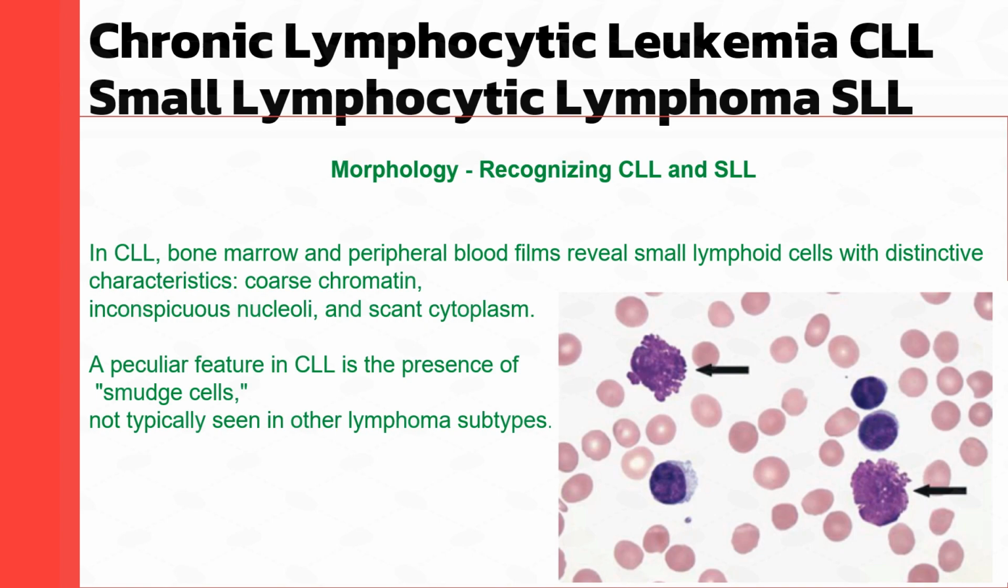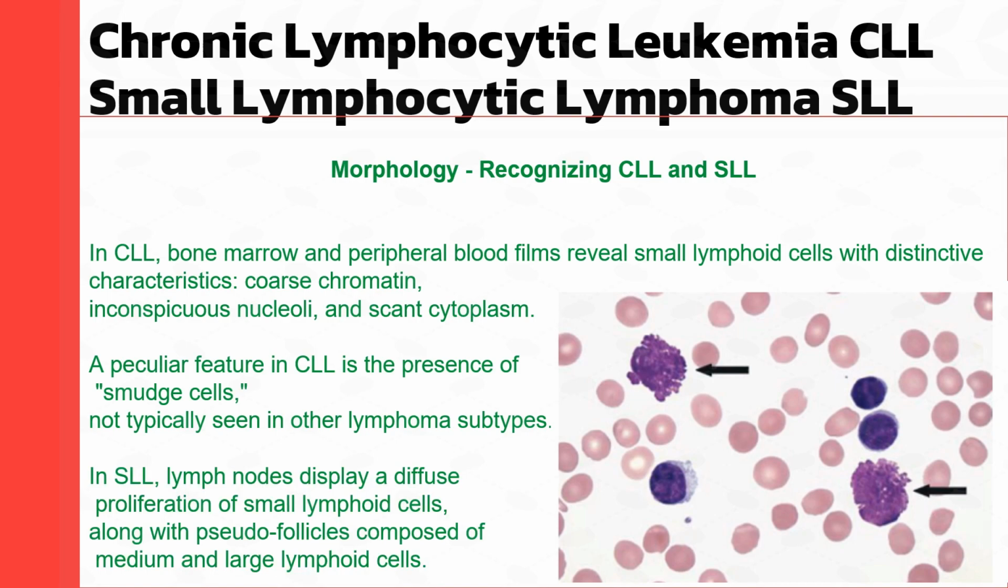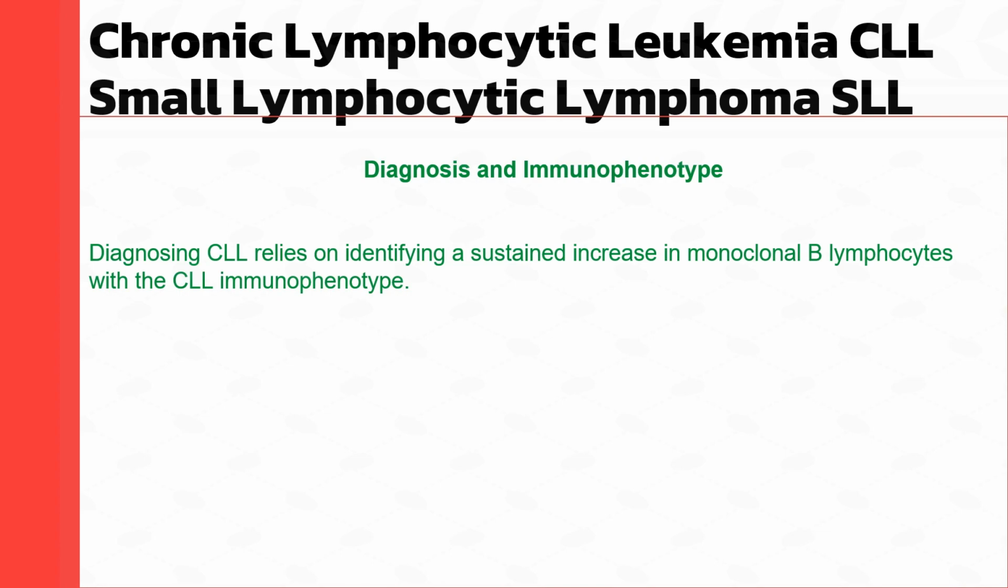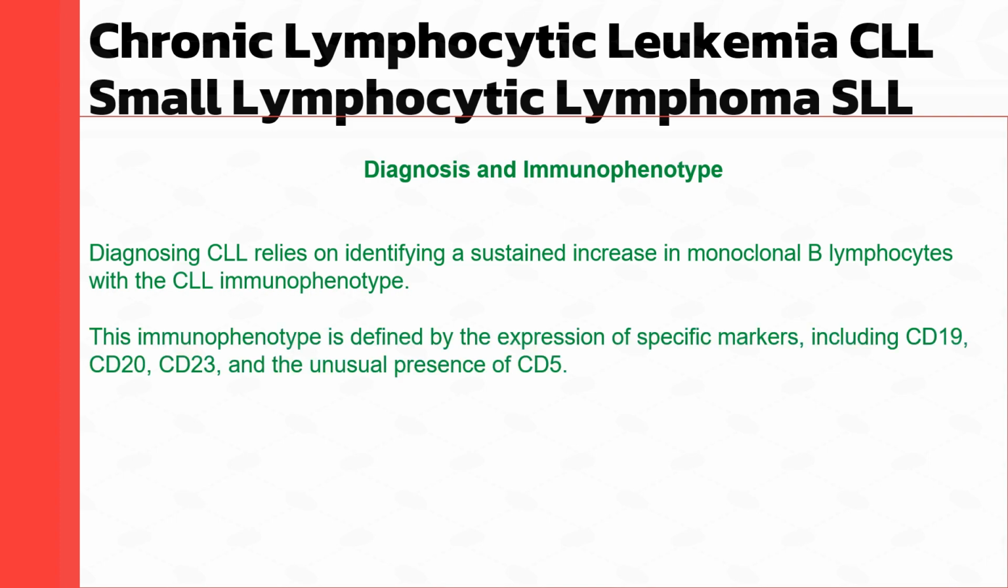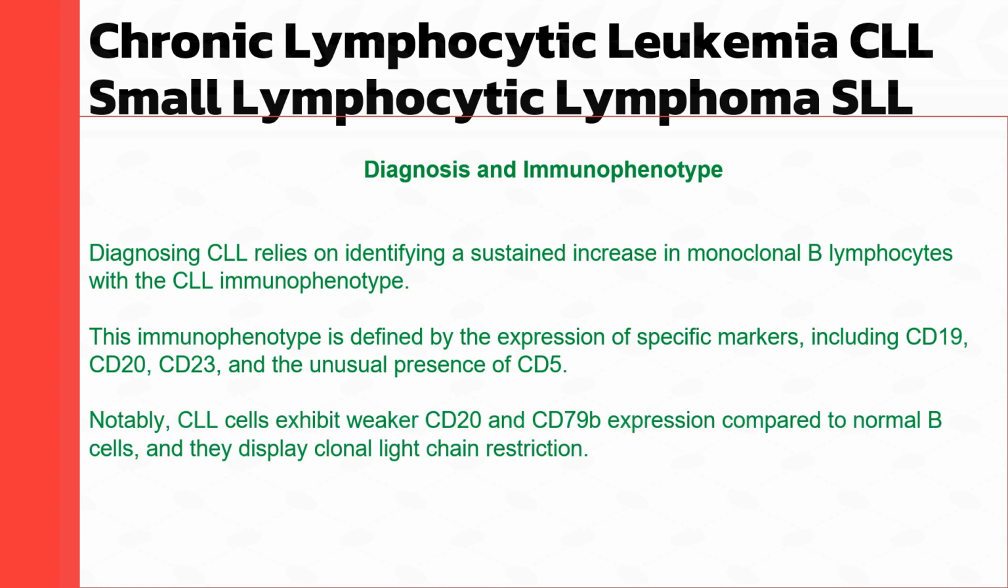A peculiar feature in CLL is the presence of smudge cells, not typically seen in other lymphoma subtypes. In SLL, lymph nodes display a diffuse proliferation of small lymphoid cells, along with pseudofollicles composed of medium and large lymphoid cells. Diagnosing CLL relies on identifying a sustained increase in monoclonal B lymphocytes with the CLL immunophenotype. This immunophenotype is defined by the expression of specific markers, including CD19, CD20, CD23, and the unusual presence of CD5. Notably, CLL cells exhibit weaker CD20 and CD79B expression compared to normal B cells, and they display clonal light chain restriction.